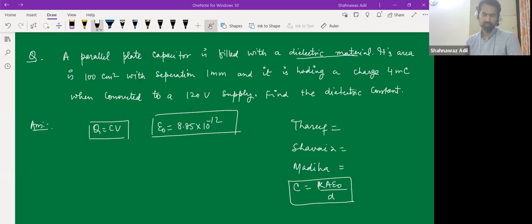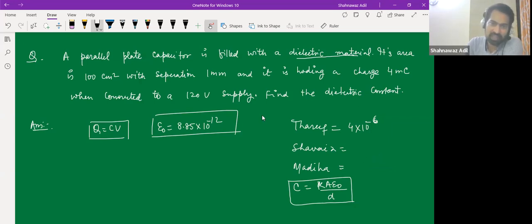Will 4 MCB be 4 into 10 raised to minus 6? No, so I'm just asking. I didn't fully calculate, so that's not the final answer. I'll have to calculate also. I just want to ask if 4 MC will be 4 into 10 raised to minus 6. Like, can we take it as that?